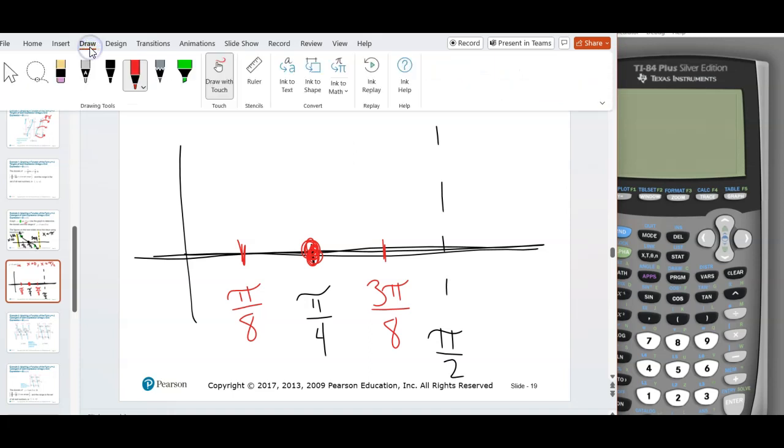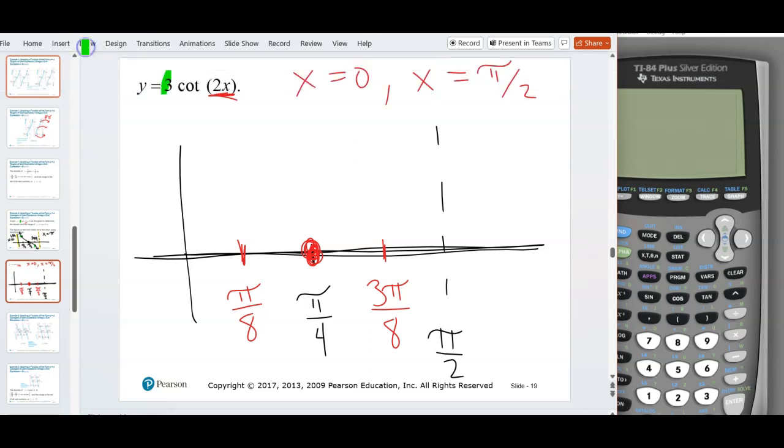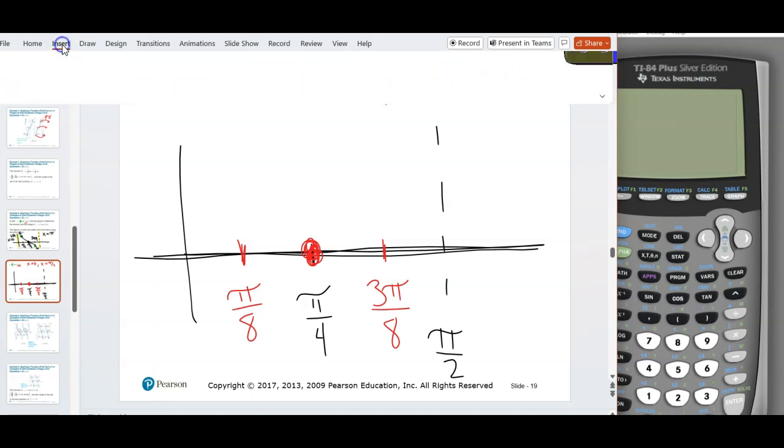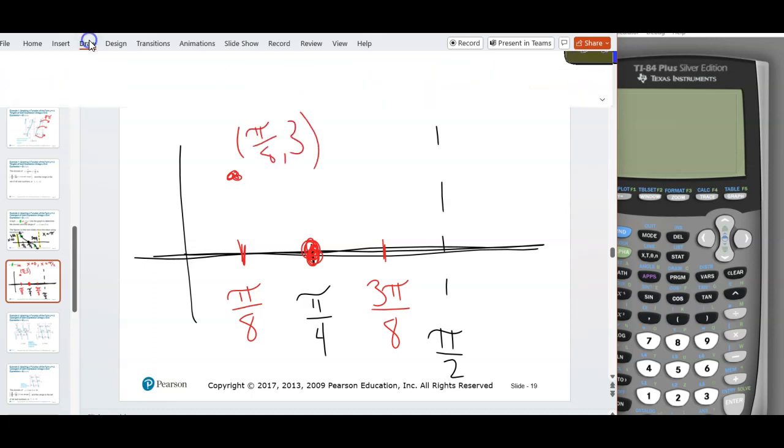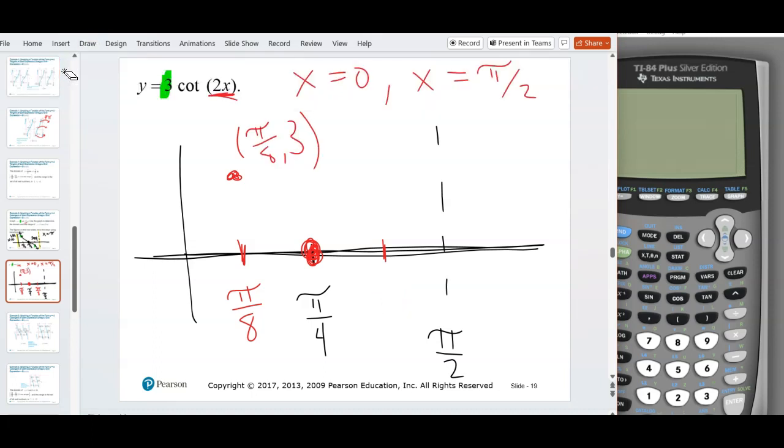All right, and then finally, because this is a 3, the point at pi over 8 is going to be up here at positive 3. So that's pi over 8, 3. And again, I'll need to erase this to have some room. At 3 pi over 8, this is going to be down here at negative 3. Right, and it's going to fall left to right this time, so it's going to fall like that in between the asymptotes. Okay, so there's one period. Again, the period this time is pi over 2.